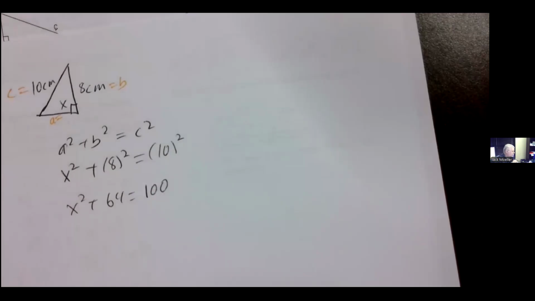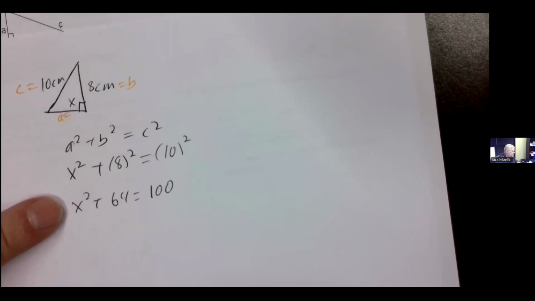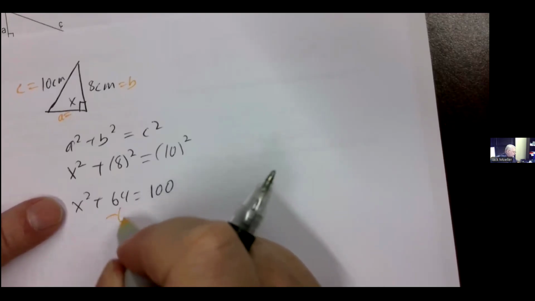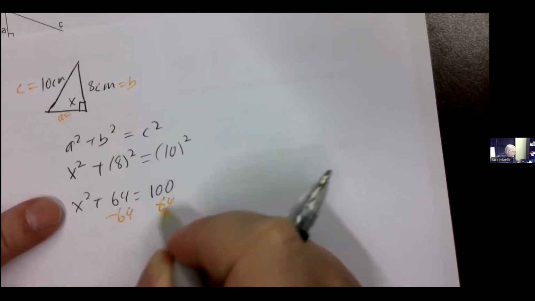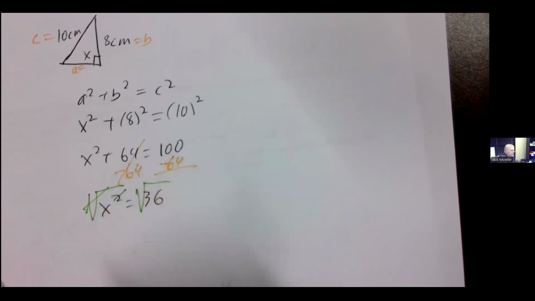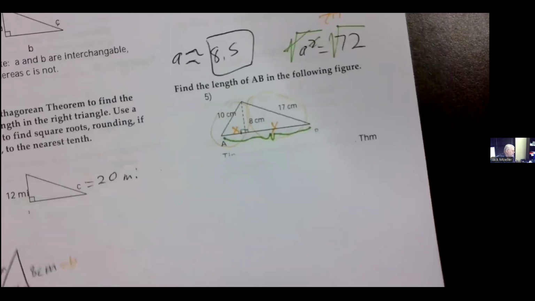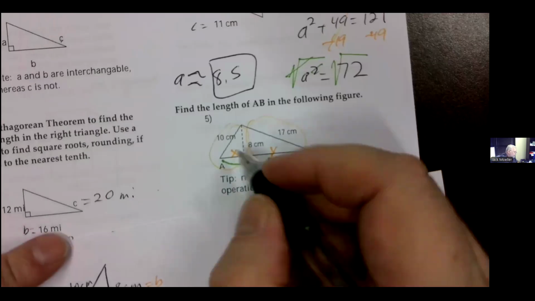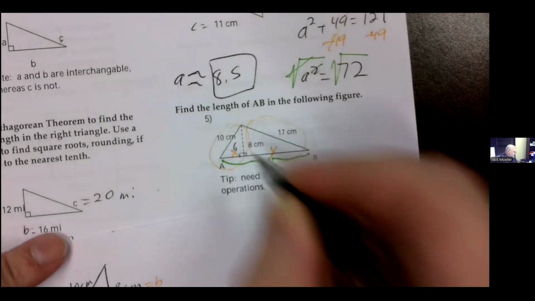Now, how do we solve for x squared? Well, first thing we're going to do is get that by itself. So we need to subtract 64 from both sides. X squared is equal to 36. Now that we have the square term by itself, we can take the square root of both sides. Square and square root cancel. And then the square root of 36 is 6. So back on the original problem, we know that part is 6.